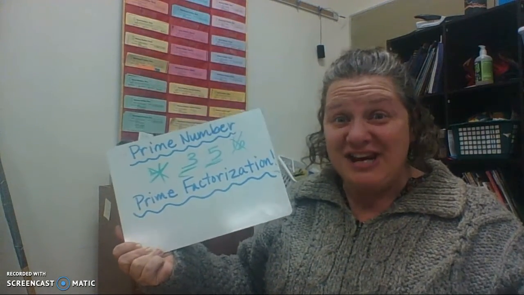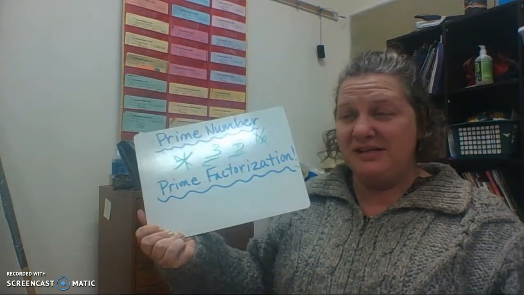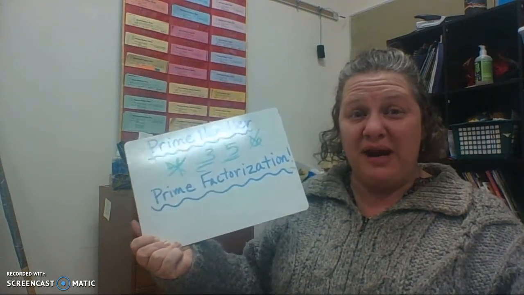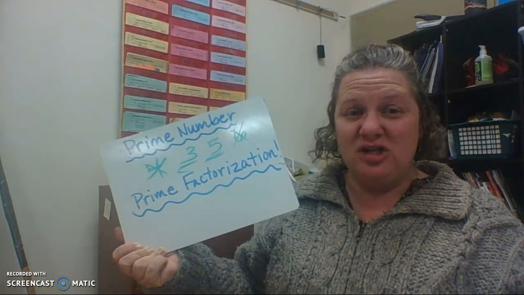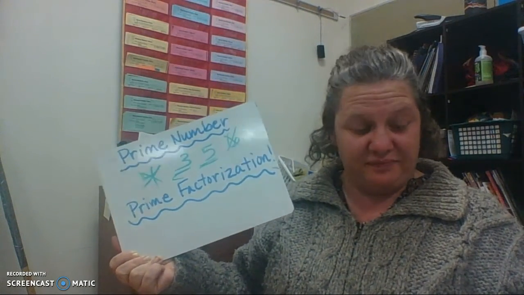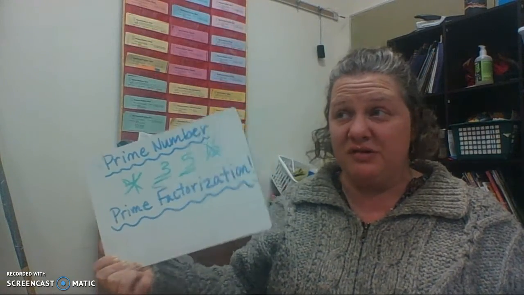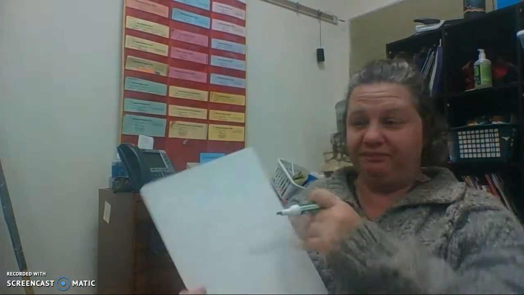Prime factorization is where we take a composite number and we break it down into prime factors. So this is how we do this. We do what is called a prime tree. So we're going to start with a couple examples. Writing these down in your notebooks might be very helpful for you in the future. Let's start with number 24.